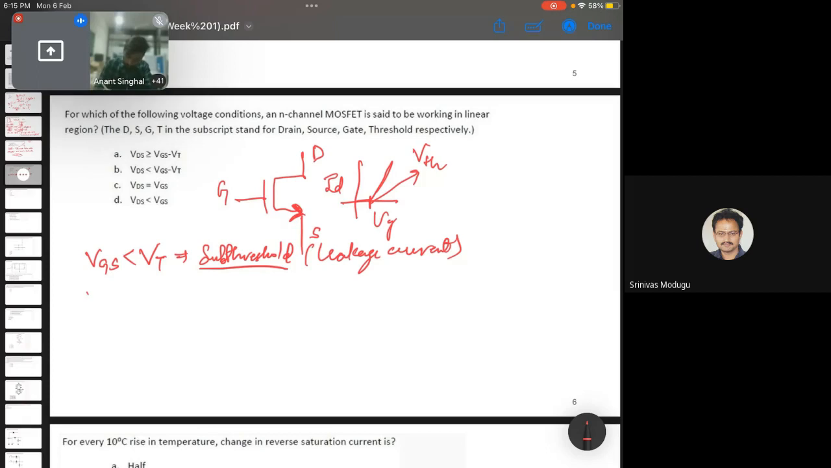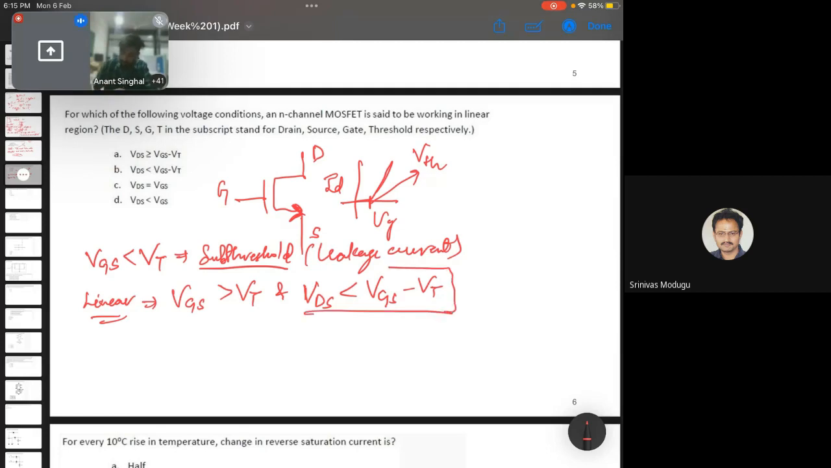And next is the linear region. In the linear region, we first apply a gate voltage which is greater than the threshold voltage, and we apply a drain to source voltage which is less than this difference. So here the transistor acts as a resistor.